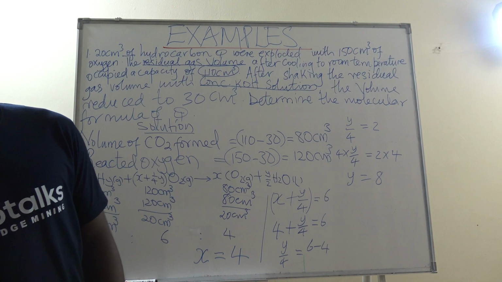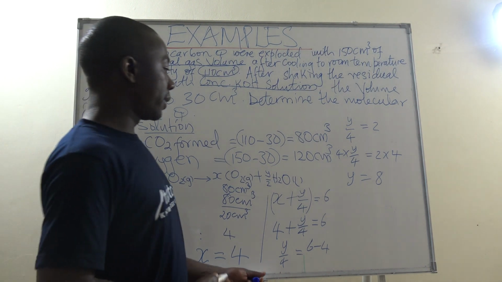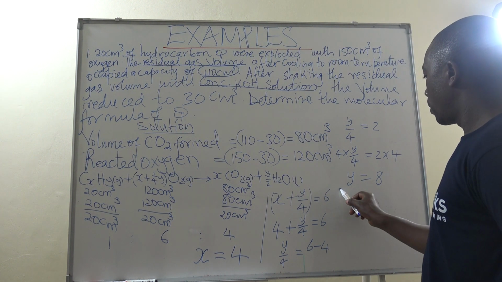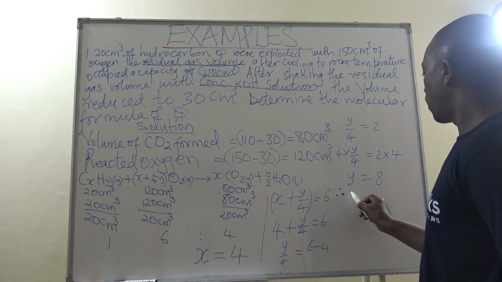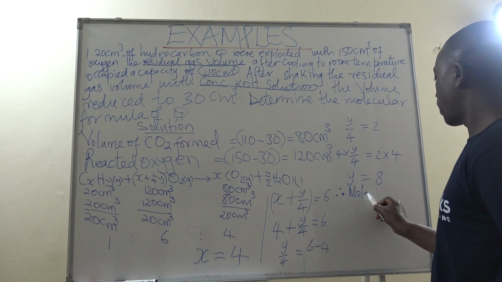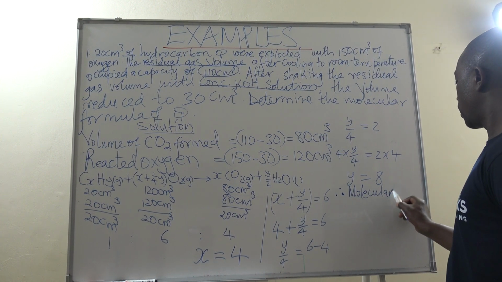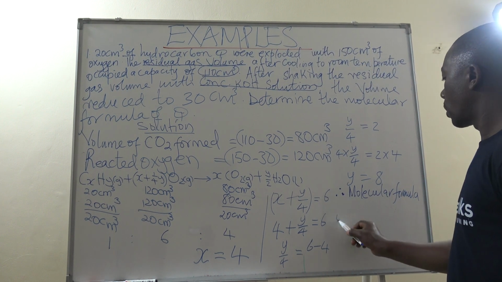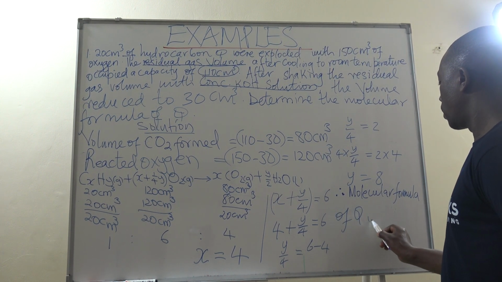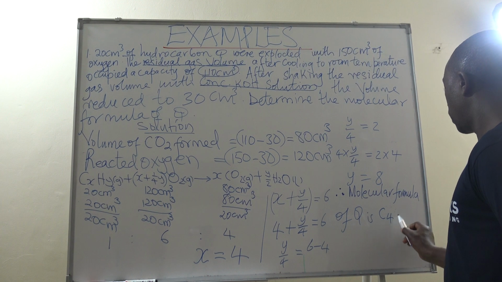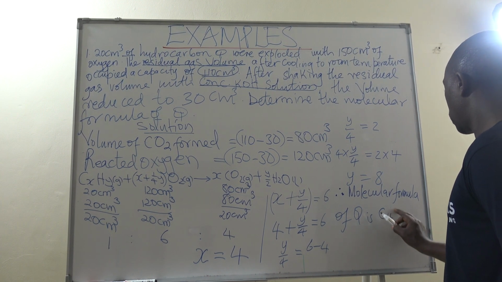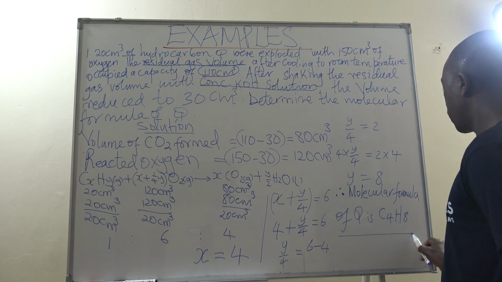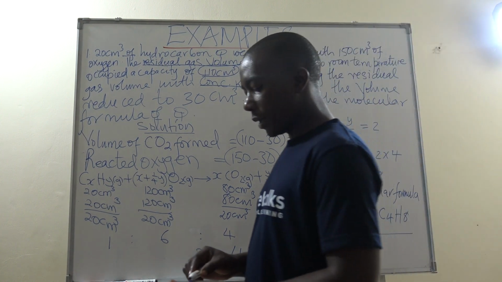And after obtaining the value of y, we can now write the general formula of the hydrocarbon. So therefore, the molecular formula of Q is C4H8. That is where our question ends.